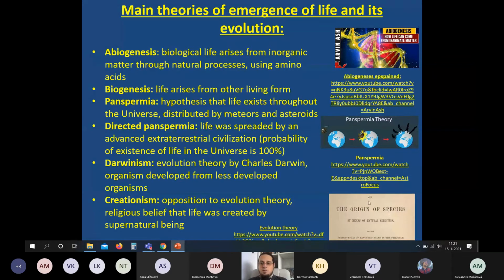On the other hand, and he had big troubles with this, there was another theory about the emergence of life, and it's actually a religious belief, which is called creationism, and it's actually kind of an opposition, but it's not a scientific opinion, a scientific hypothesis. It's just a religious belief that life was created by some supernatural being.